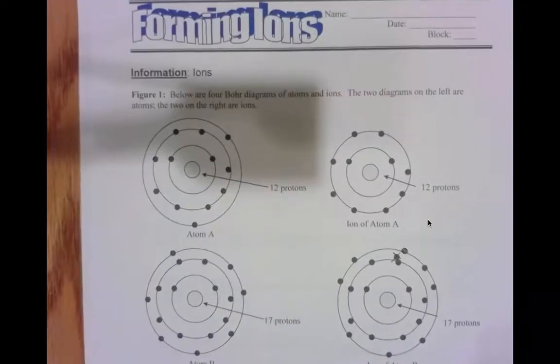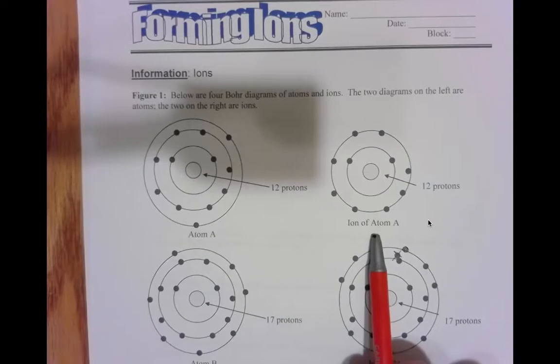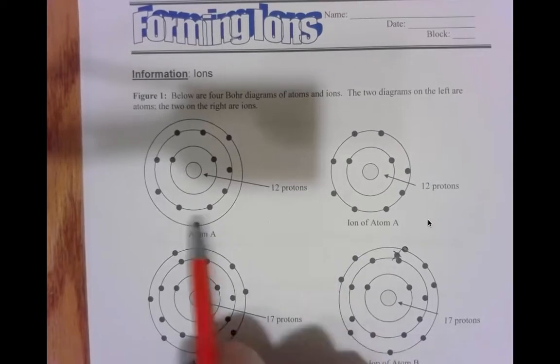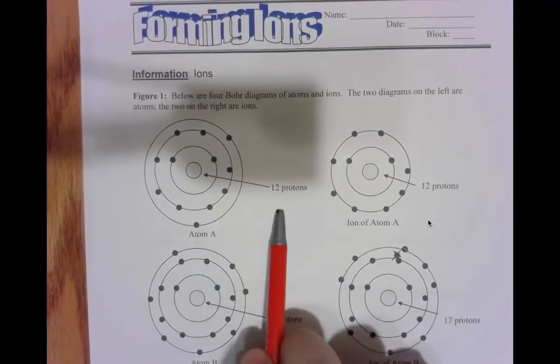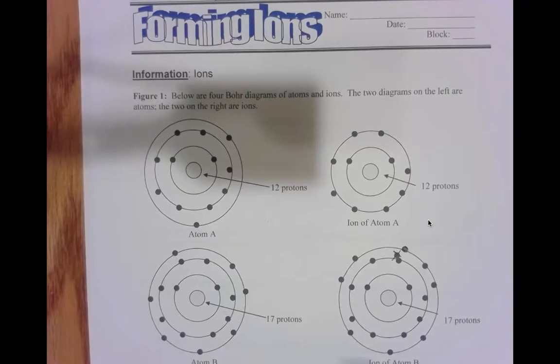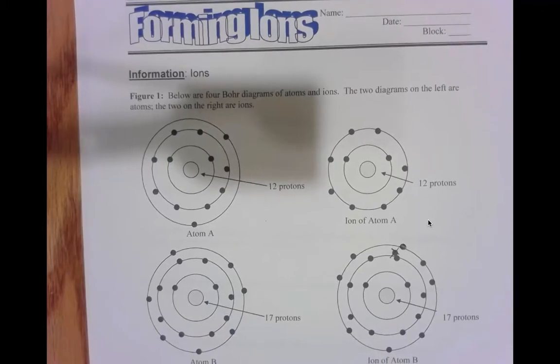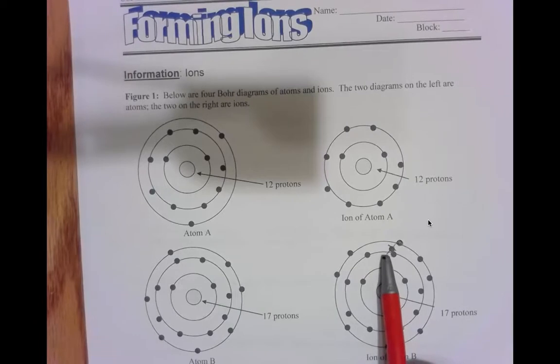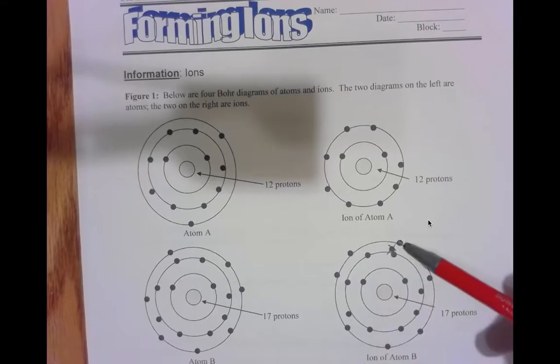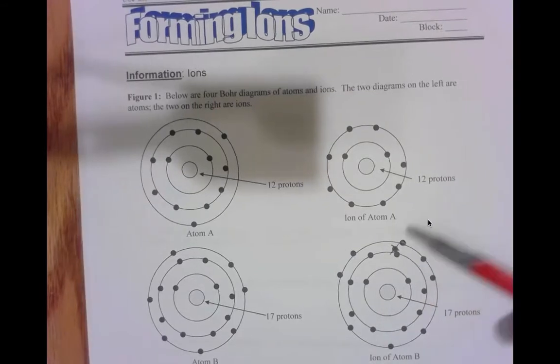So we have an atom A, and then we have an ion of atom A. Remember, we don't know what atom it is yet, but we do know that they are the same. Same thing down here. We have atom B, an ion of atom B. One thing worth mentioning is I did not do a great job of drawing, moving my electrons around. There is one that is not on the ring, so cross it out and add it onto the outer energy level right next to it.